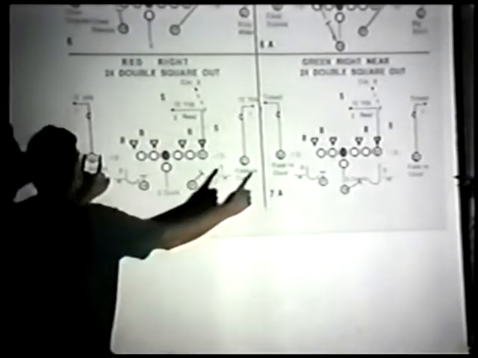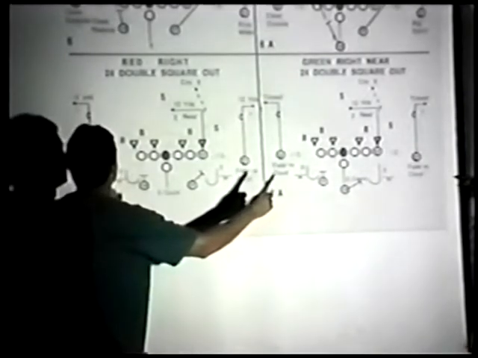24 and 25. Maximum protection. All right? Could be an audible. Square out. Red, right. 24, double square out. Now, when we talk about square outs, if it's cloud, we're going to run the fade.